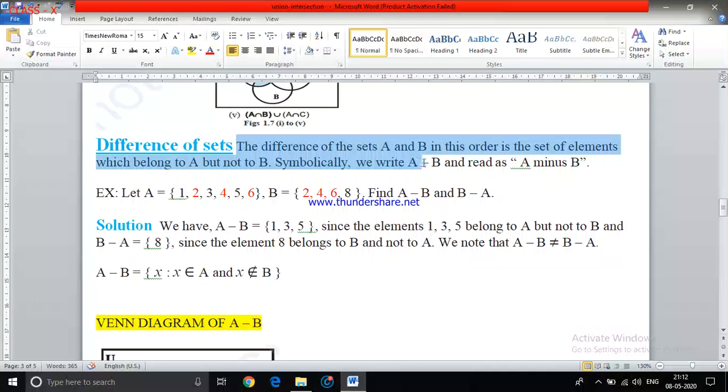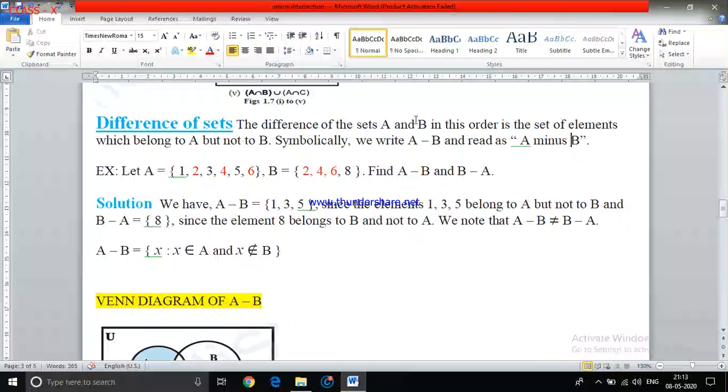Symbolically we write it as A minus B, read as A minus B, or if you want B minus A, then you will put B minus A. Now what exactly does the definition say? The elements which belong to A but do not belong to B. So you have two sets A and B. You have to look at both the sets. What are the elements which are there in A, but those elements must not be elements of B.